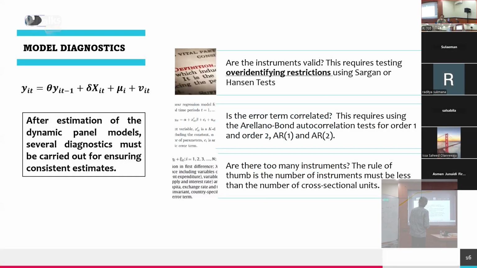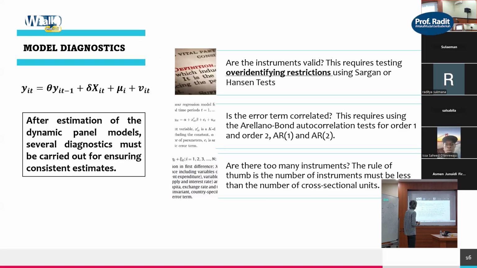And basically, once you run them, the diagnostic statistics, the next one, okay, you have to do diagnostics, right? There are three diagnostics that you have to do when you run the system GMM. The first one, you have to test for over-identifying restrictions, right? I want to use the right words here.